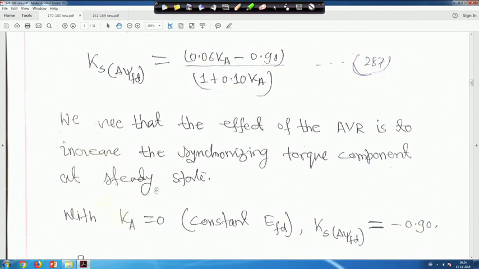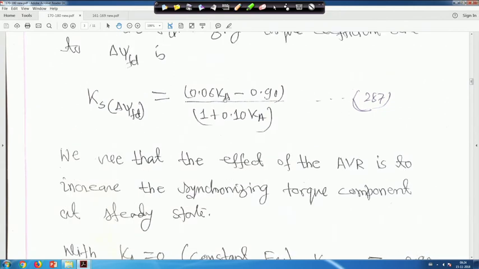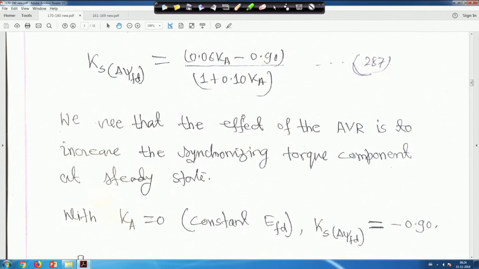Now let us see with Ka equal to 0. If Ka is equal to 0, it means constant Efd, because exciter gain is 0, so nothing is there. In that case constant Efd means delta Efd is 0. So there will be no effect from the exciter. So when Ka is equal to 0, if you put Ka equal to 0 here, then K_s delta psi fd will simply be minus 0.9, right.